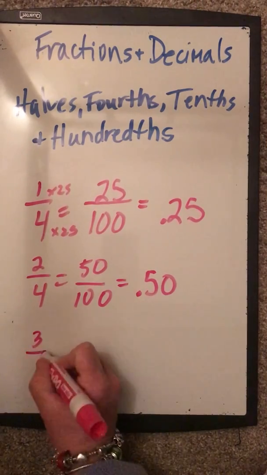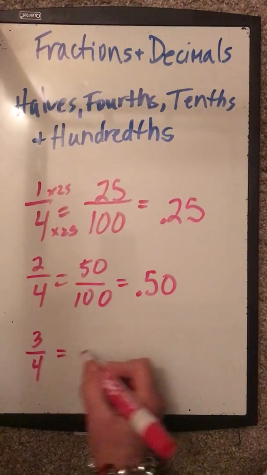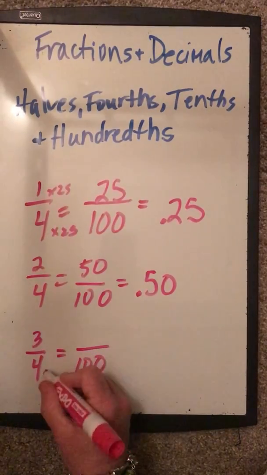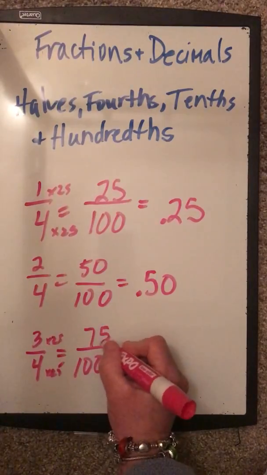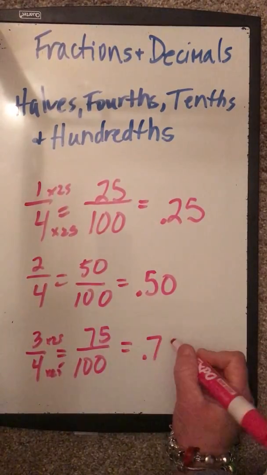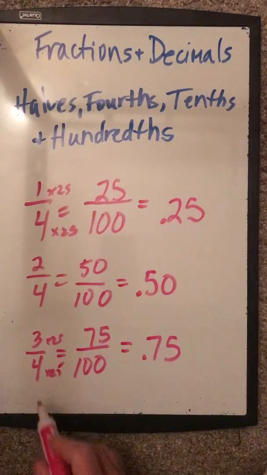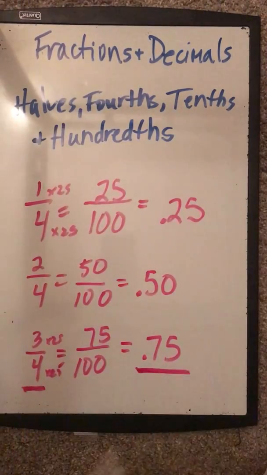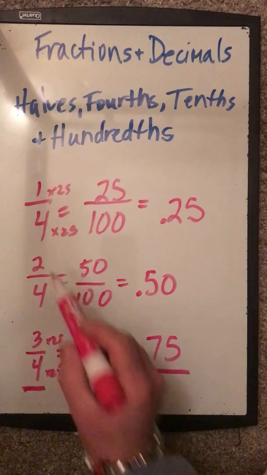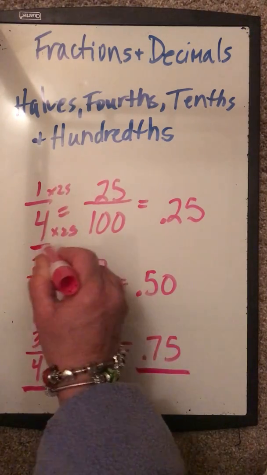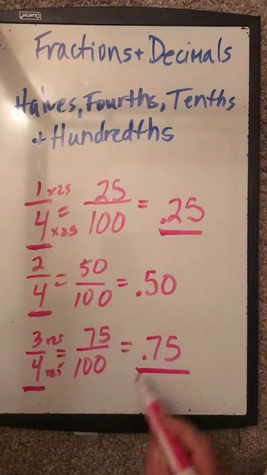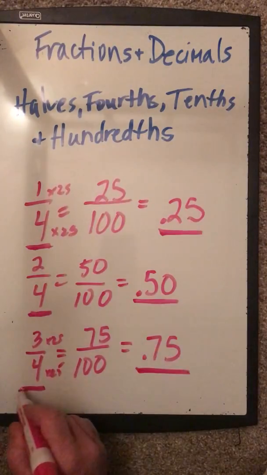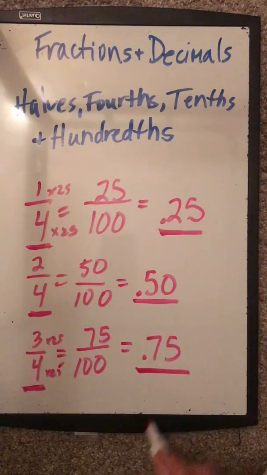If we were going to do 3/4, we could change that to 75 over 100, which is 75 hundredths. And again, 3/4 is 75 cents. So fourths, we always want to think about money. 1/4 is 25 cents. 2/4 or 1/2 of a dollar is 50 cents. And 3/4 is 75 cents.